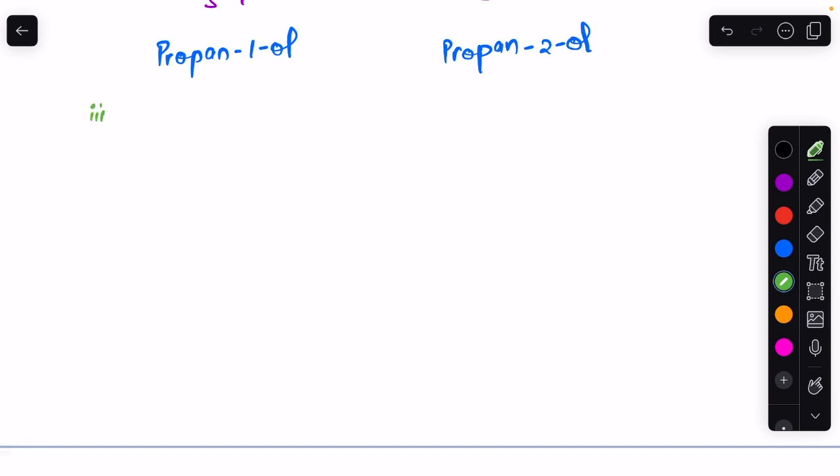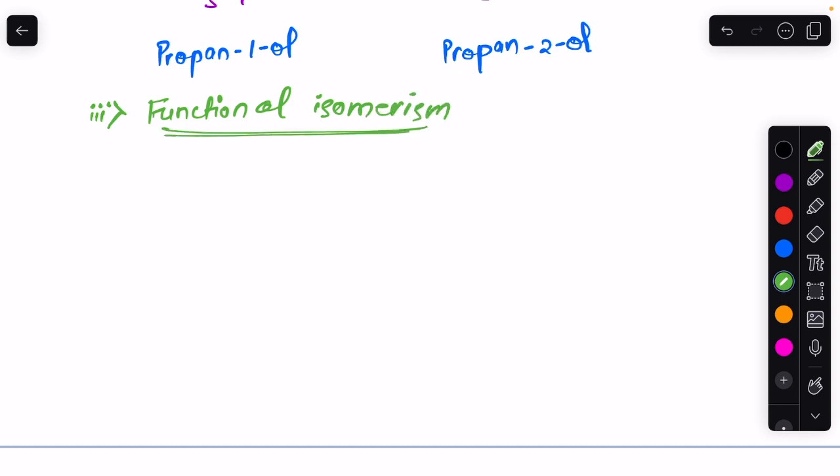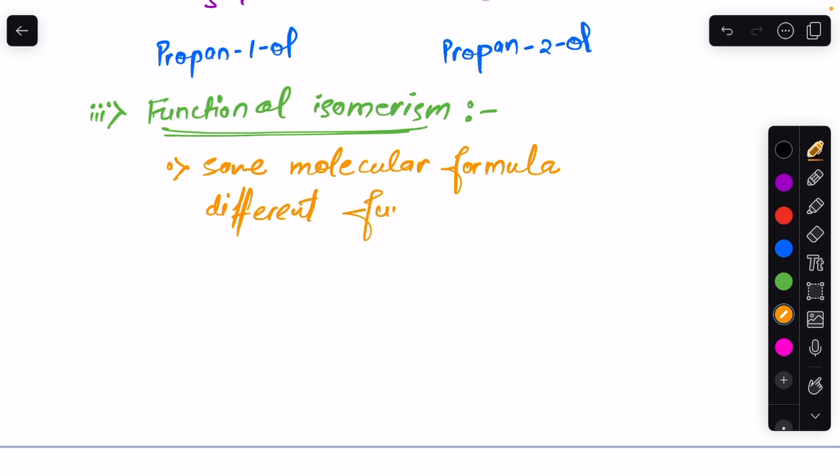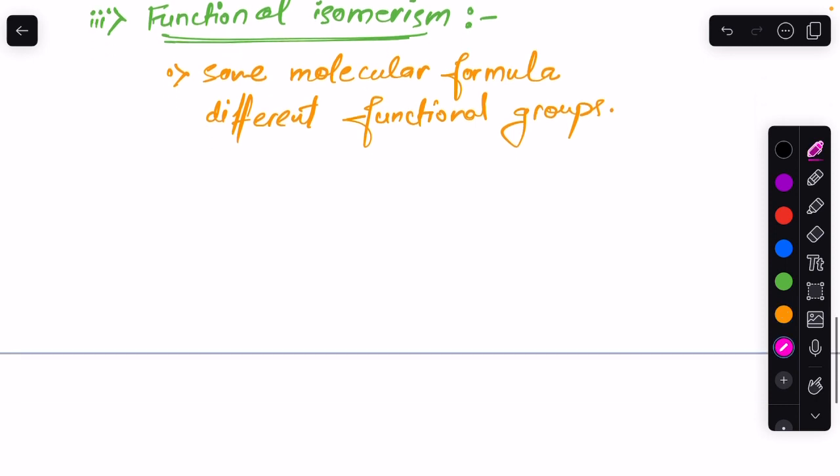Third one is functional isomerism. So two or more compounds with the same molecular formula, but different functional groups, are known as functional isomers of each other. Let's have a look at the examples.